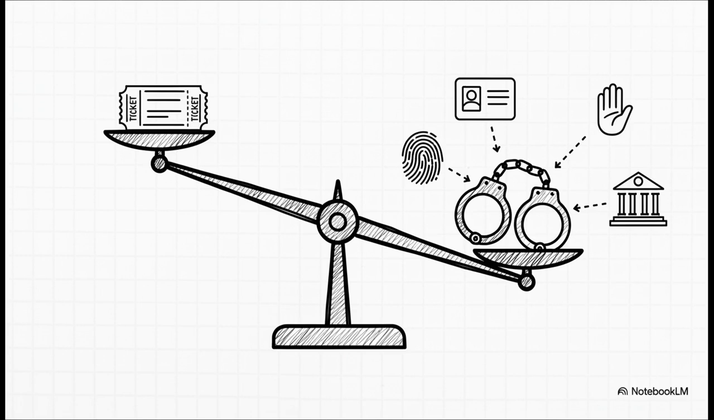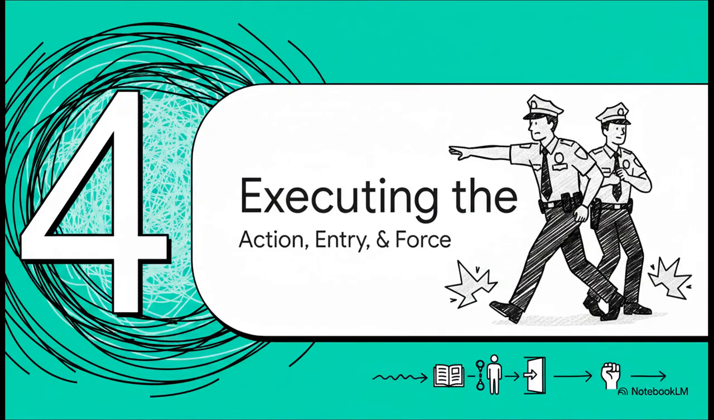It tells officers that for lesser offenses, they should really just use an appearance notice, kind of like a ticket, instead of making a full-blown physical arrest. They're only supposed to arrest for these lesser offenses if one of 4 specific factors is present. They need to establish the person's identity, preserve evidence, stop the offense from continuing, or ensure the person actually shows up to court. Let's get into Section 4, executing the arrest, action, entry, and force.